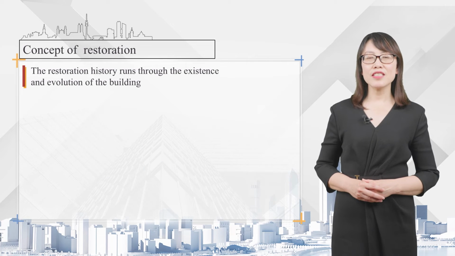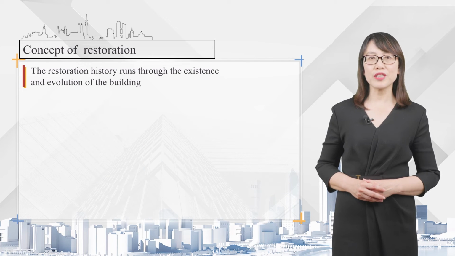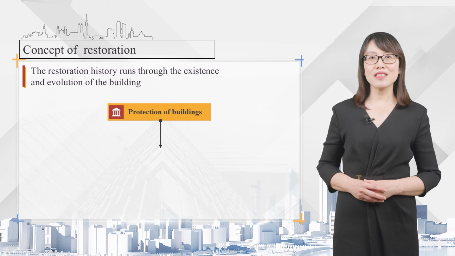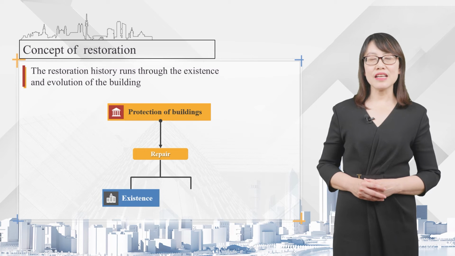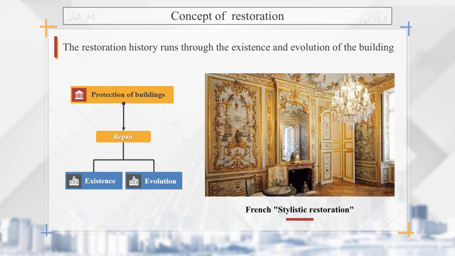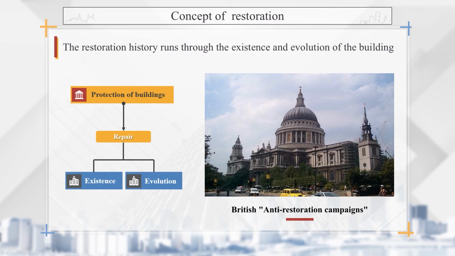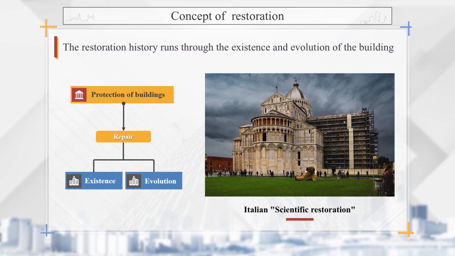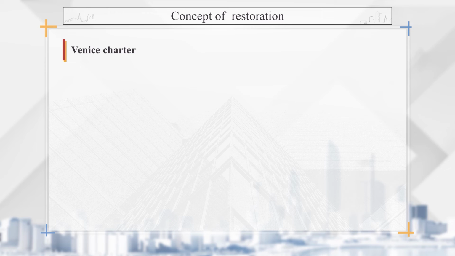After learning about the concept of protection, let's come to the second concept of this section, restoration. Restoration can effectively continue the physical aspects of historic building body in the process of historic building protection. Technically, the protection of a building starts from the restoration, and the restoration history runs through the existence and the evolution of the building. In 19th century European restoration practices, the meaning and content of restoration are constantly changing, from stylistic restoration in France to anti-restoration campaigns in Britain to scientific restoration in Italy. The Venice Charter is the first international programmatic document with far-reaching influence.